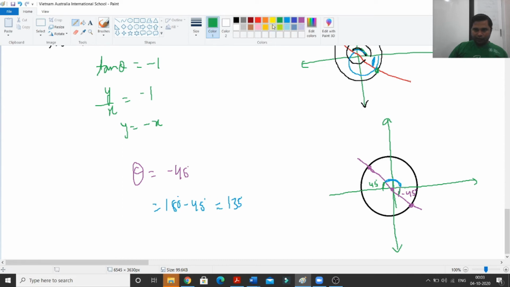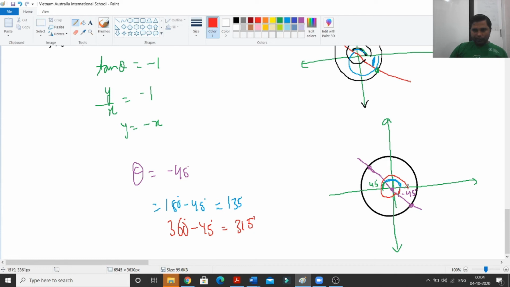What we are looking for is this answer as well. So that will be 360 minus 45. 360 minus 45 is 315. That's the answer. Now we have found this value. We have found this one and this one.